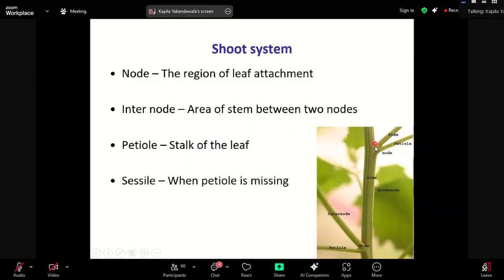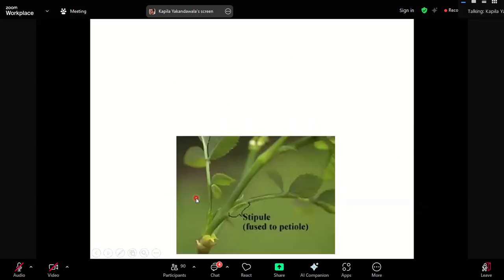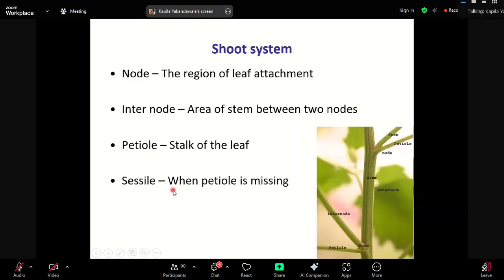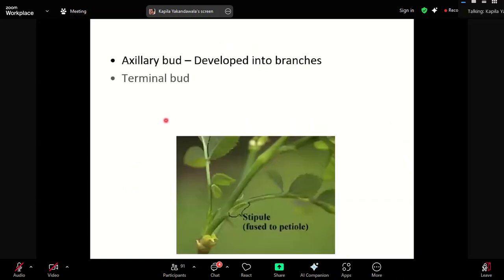Through a stalk, the leaf stalk only, the leaf is attached to the stem. When the petiole is missing, we call it sessile. Some plant leaves don't have any petioles, so we call them sessile. So this terminology is important because when you come to the practical class also, you have to remember this terminology in English, right? So please remember these terms. I will do it again so that you will remember it, but try to remember the names.